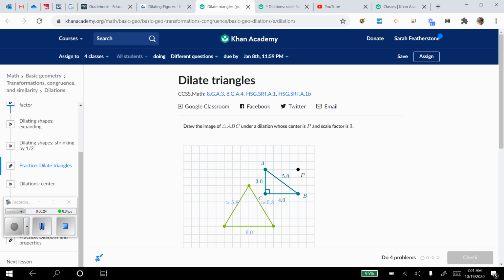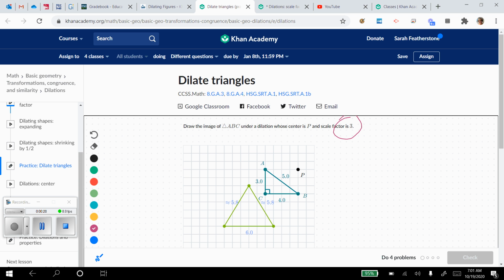Our scale factor is 3. So that means each of our points needs to be at 3 times the distance away from point P as the original points are. Let's start with point A. Notice how point A is a distance of 1, 2, 3, 4 away from P. So that means point A prime needs to be 3 times that much. So 4 times 3, we get 12.